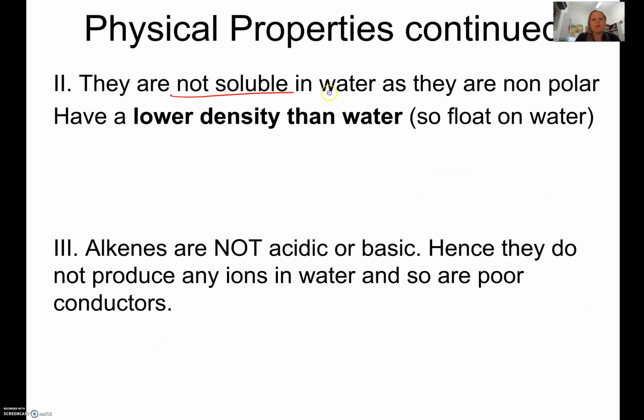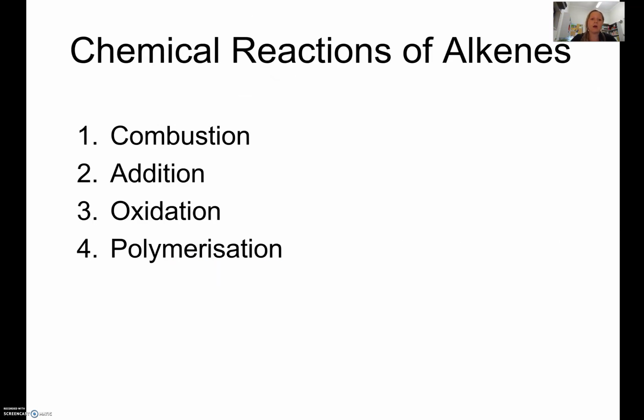They're not soluble in water because they're non-polar and they'll float on top just like alkanes, and they're not acidic or basic, so they won't produce ions in water. Easy peasy. And you'll see these trends are very similar as we go through, and I repeat it every time. Okay, excellent. So now we can start talking about the 4 reactions that alkenes undergo. We're not going to be doing polymerization today, but we're going to do combustion, addition, and oxidation.